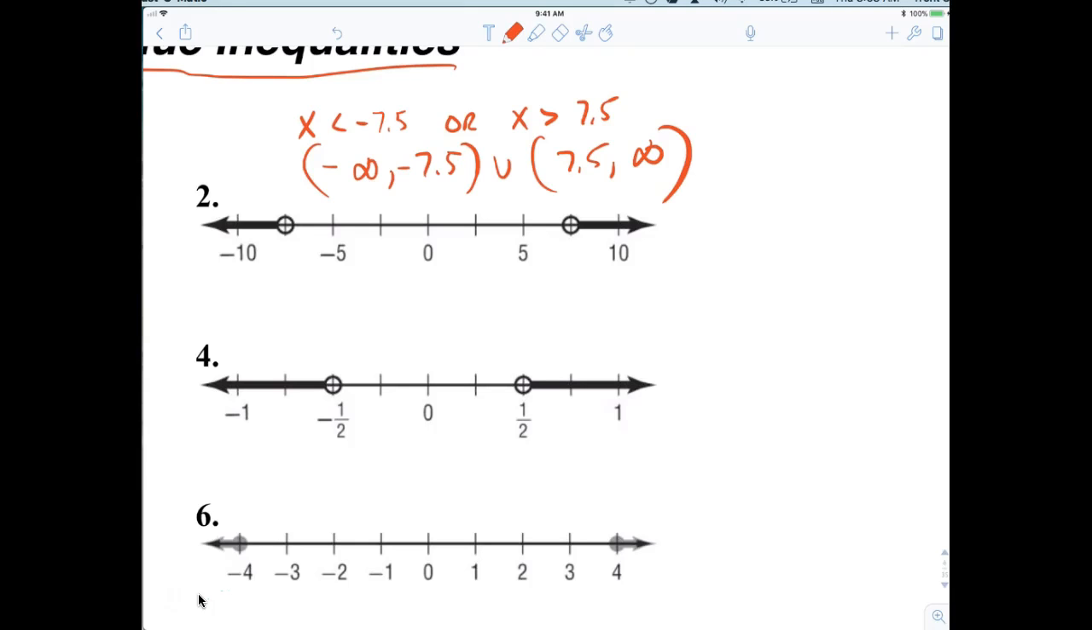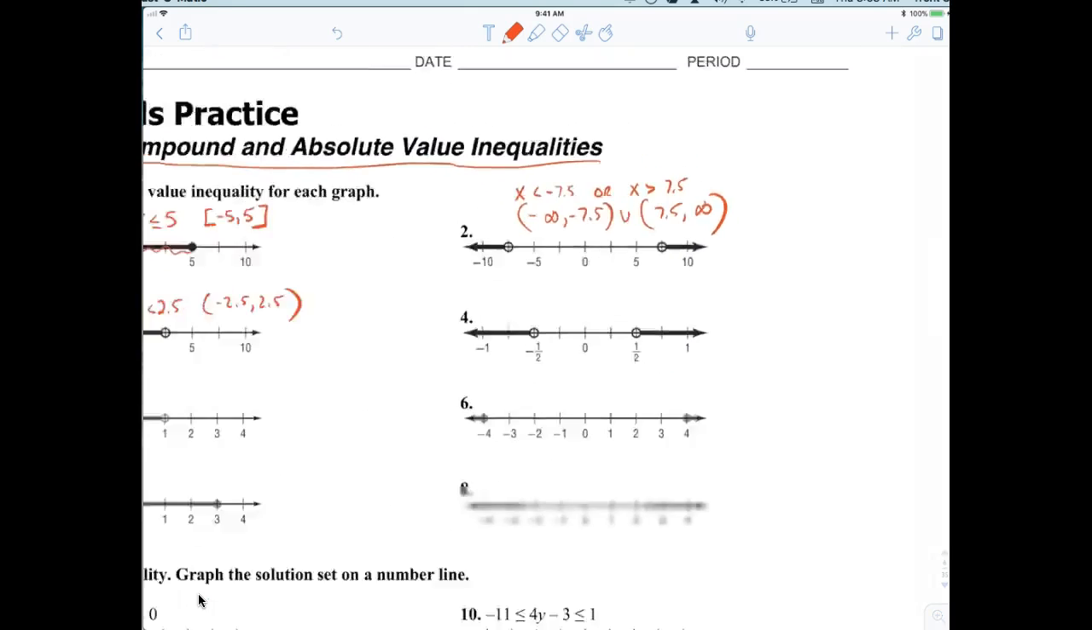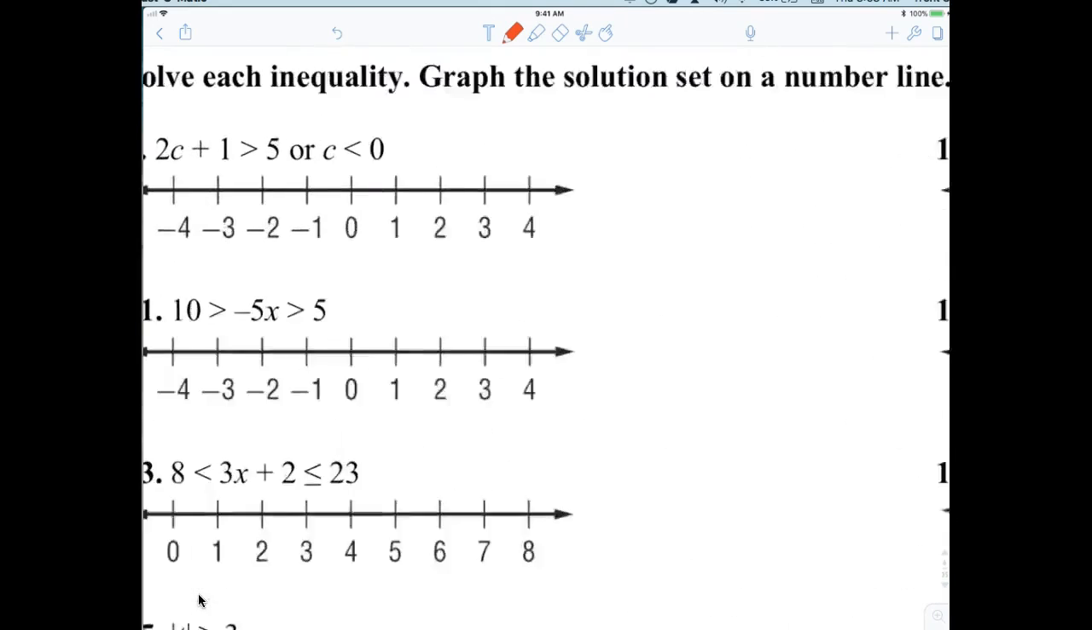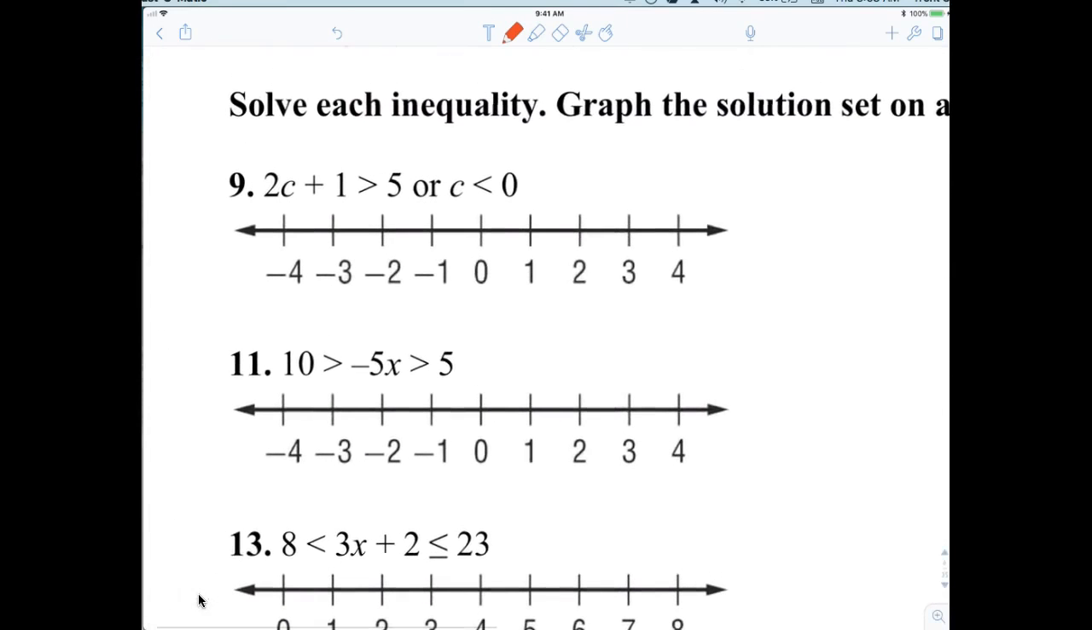Now, again, I'm telling you, this is a great review, a really good review for your entrance exams. Make sure you know what we're talking about. Now let's come down here. Now we're going to graph these.